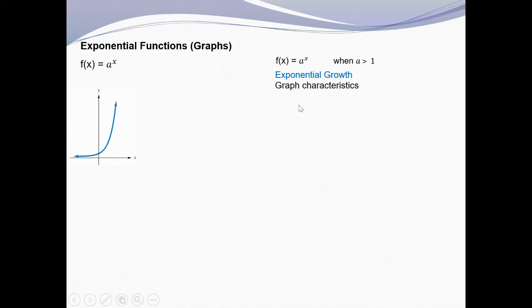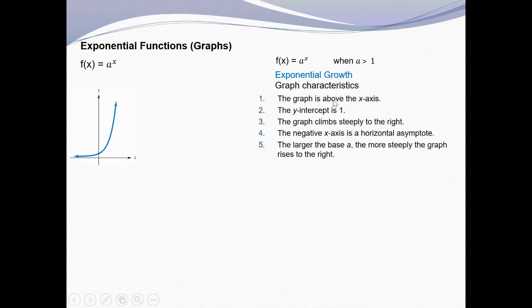But anyway, these are your characteristics. The graph is above the x-axis. This is my x-axis, so everything is above. It never crosses the x-axis. This graph is also called the parent function. The y-intercept is always 1. Why is it always 1? Because anything to a 0 power is always 1. If you plug in 0 for x, it doesn't matter what the a is, it's always going to be 1, because a to the 0 power is 1. Say this is 5, 5 to the 0 power is 1. That's why the y-intercept will always be 1.